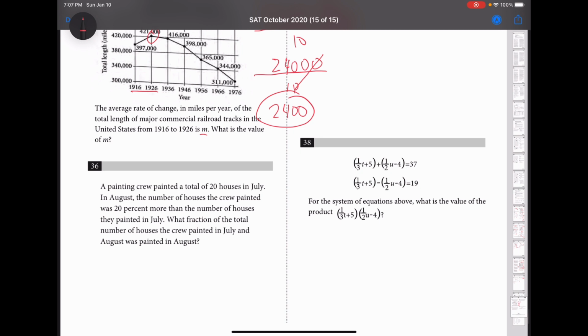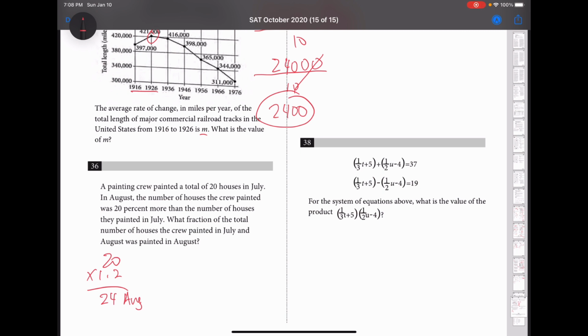Number 36. A painting crew painted a total of 20 houses in July. In August, the number of houses the crew painted was 20% more than the number of houses painted in July. What fraction of the total number of houses the crew painted in July and August were painted in August? Okay, so they painted 20 houses in July, and then in August, they painted 20% more. So we take 20, multiply it by 1.20. We're going to get 24 houses only in August.